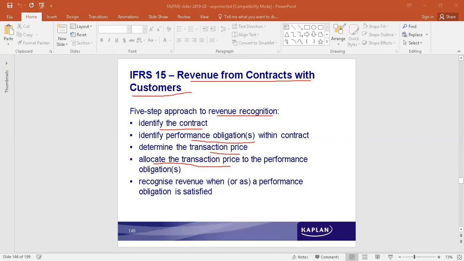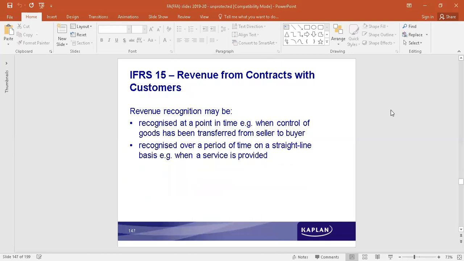When would revenues be recognized? Revenue may be recognized at the point of time when control of goods has been transferred from seller to buyer. If it is over a period of time, it is recognized on a straight line basis when a service is provided, to that extent it would be recognized.